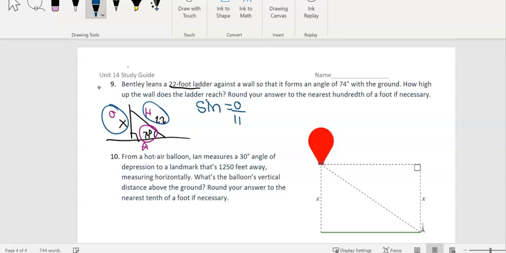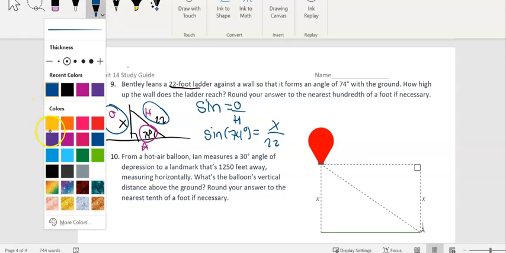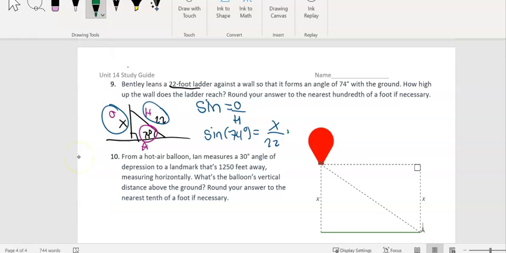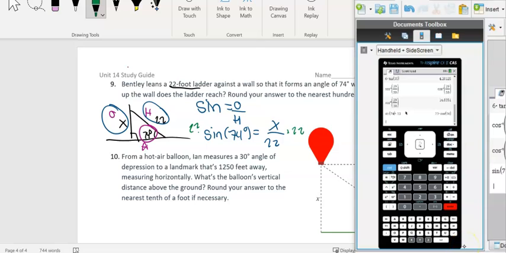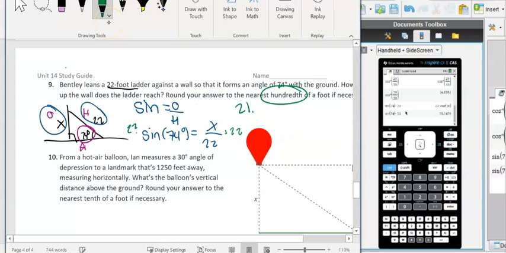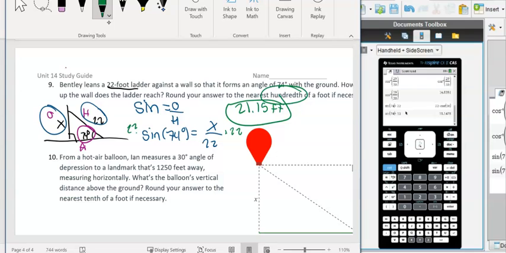Hypotenuse is 22, which is sine. Sine equals opposite over hypotenuse. So we're going to do sine of 74 degrees equals x over 22. To me, it looks like a multiply to solve type of problem. I'm going to multiply both sides by 22. And when I put that in the calculator, I got 21.1478 degrees. No, not degrees, feet. And round to the nearest hundredth of a foot, so it's going to be 21.15, and that's our final answer. And don't forget, since this is a word problem, you have to include those feet.